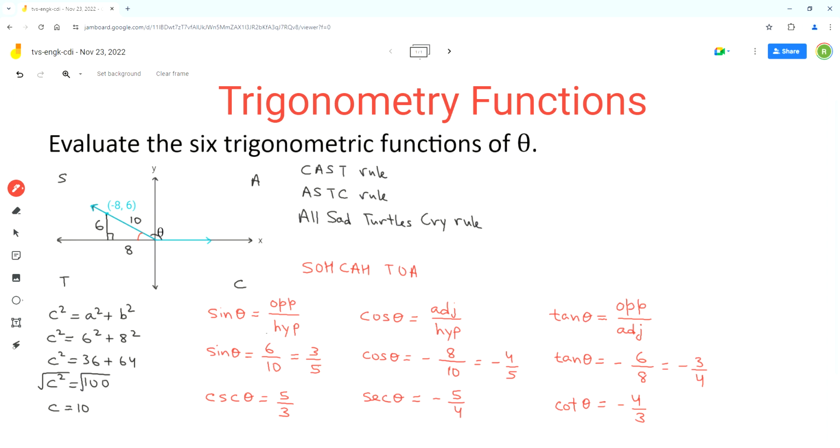So these are the steps you have to keep in mind to evaluate the 6 trigonometric functions of theta for a given point. So I hope you'll find this video useful.